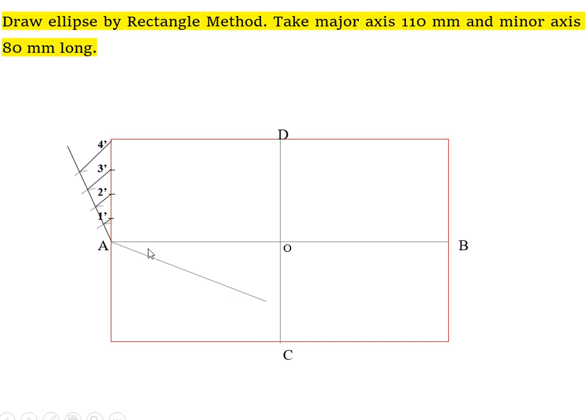From point A again draw a line at a less than 90 degree angle and divide this line also into 4 equal parts: 1, 2, 3 and 4. Next join O to the last point, so the lines are parallel to each other. Give the numbers also. Next, join A dash to D, 2 dash to D, 3 dash to D and 4 dash to D by lines.